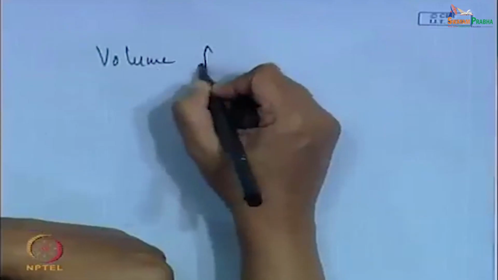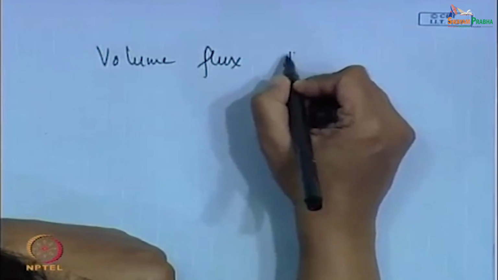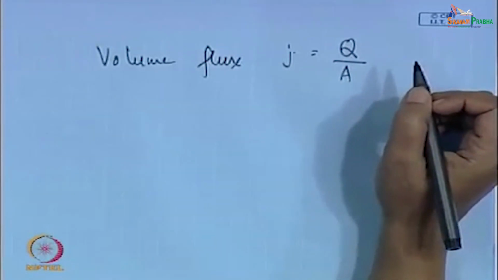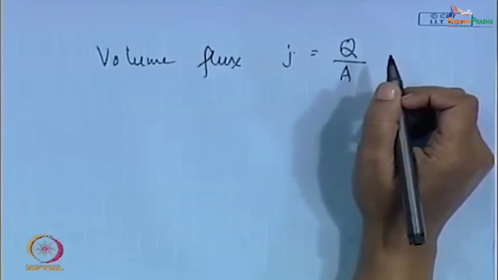Agreed? Well, after this there are certain other terms which I would like to discuss. We will not be using them very frequently, but for certain simple analytical analysis we will be using them. In the last class I had defined, apart from mass flux and heat flux, the volumetric flux. Remember, how do we define the volume flux? It is small j, just the volumetric flow rate divided by the area. I had already defined it.